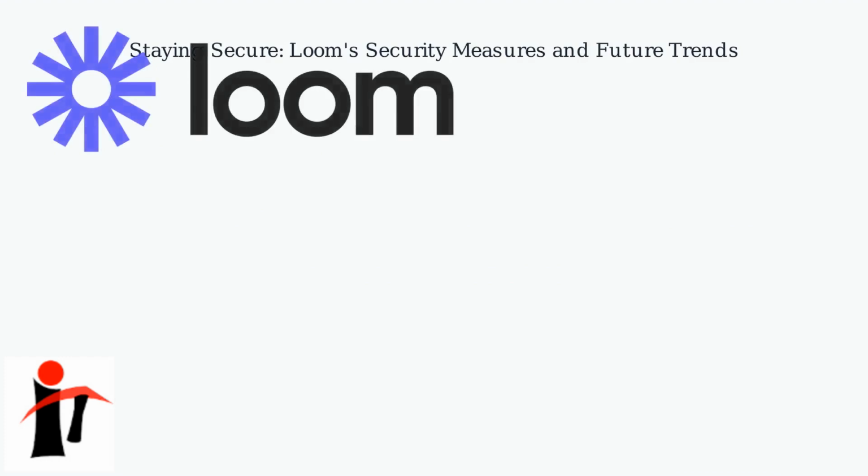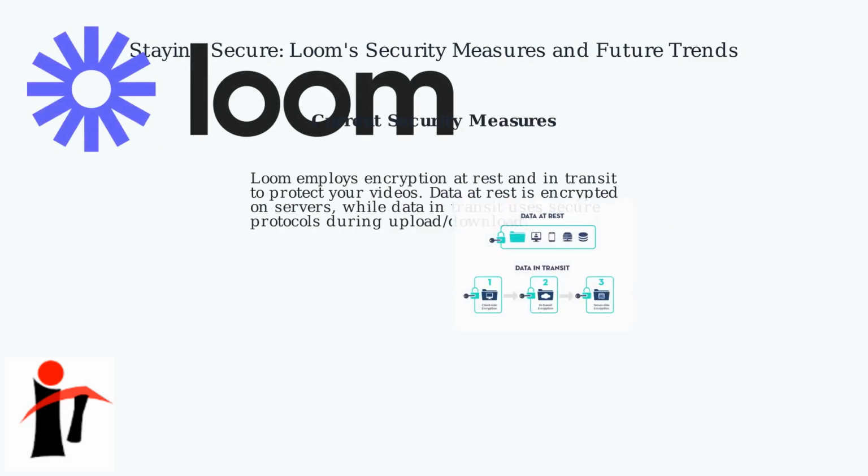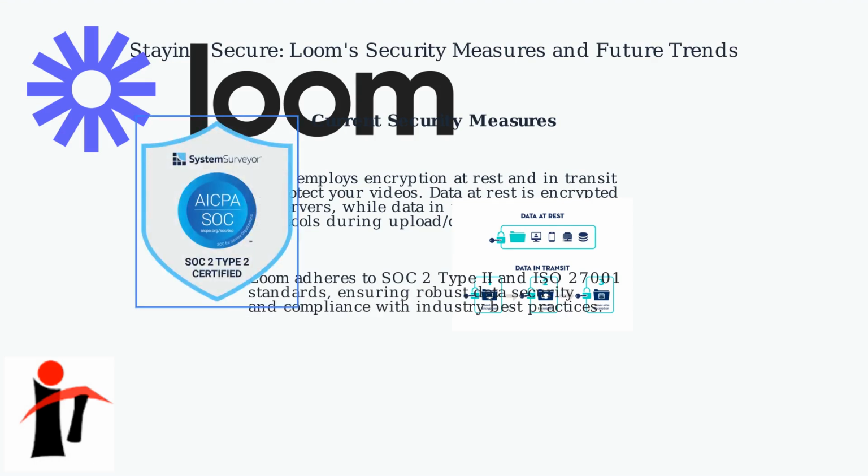Loom takes data security seriously, with multiple layers of protection. Your videos are encrypted both at rest on their servers and during transit when uploading or downloading. This ensures that even if intercepted, the data remains unreadable without proper decryption keys. Additionally, Loom maintains compliance with industry-leading standards. SOC 2 Type 2 certification verifies their security controls and processes, while ISO 27001 provides a framework for information security management systems. These certifications give you confidence that your data is handled with the highest standards.